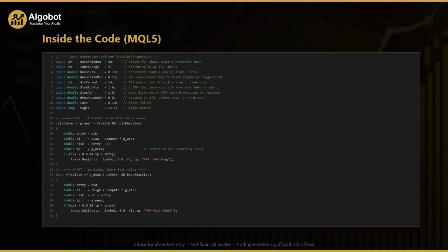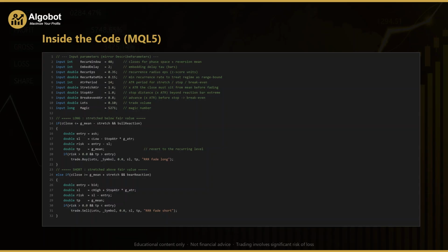Here's the heart of the expert advisor as it appears in Meta Editor. At the top are the inputs. Recur window of 48 sets how many closes build the phase space and the reversion mean. Embed delay is the 2-bar delay used to shape the state vectors. RecurEps and RecurRateMin define the recurrence radius and the minimum recurrence rate that unlocks trading.